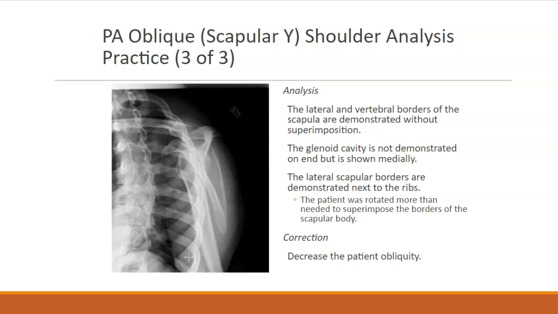In our last practice analysis, again, we're looking for the vertebral borders and the lateral borders of the scapula to be superimposed. Utilizing our rule of thumb, the thicker border, which is right here, is our lateral border, and it is closer to the thoracic cavity, which should indicate to you that the patient is excessively rotated. We need to decrease that patient's obliquity so that we can get those borders superimposed.